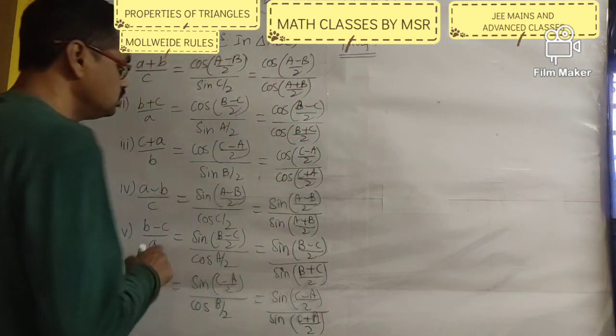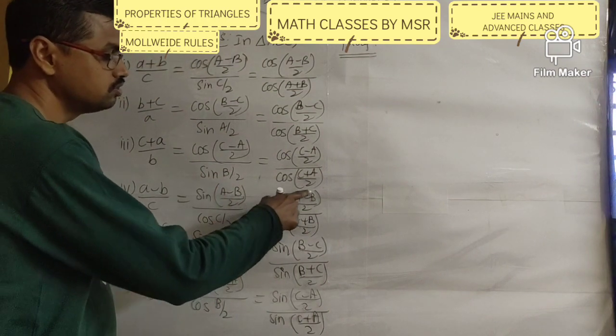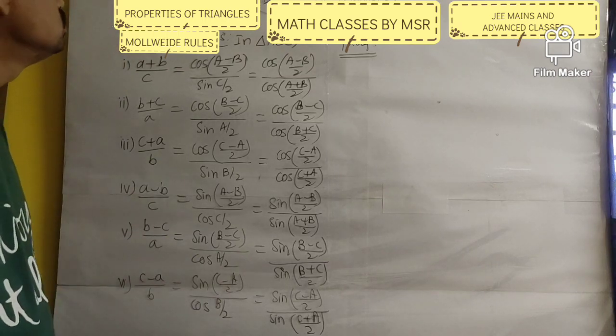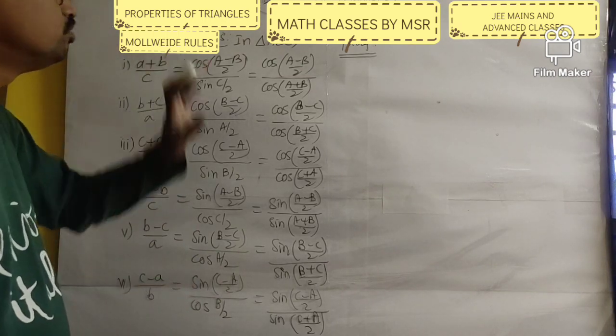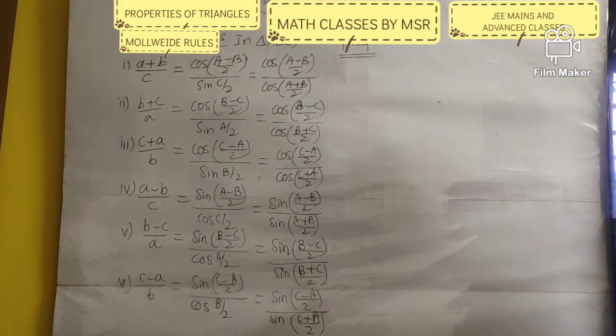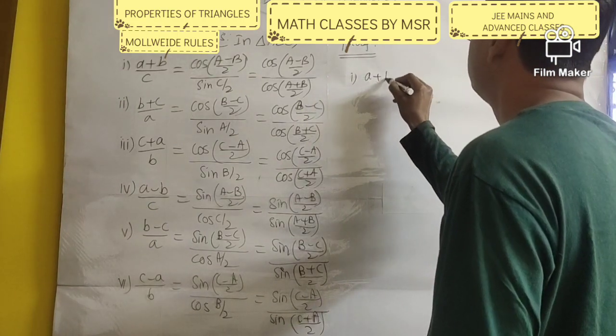Like that, (a minus b) by c is equal to sin of (a minus b) by 2 by cos c by 2, which is equal to sin of (a minus b) by 2 by sin of (a plus b) by 2. So these are the 6 rules. We call them Mollweide rules. How each and every one is proved, we are going to prove now. First one is (a plus b) by c.